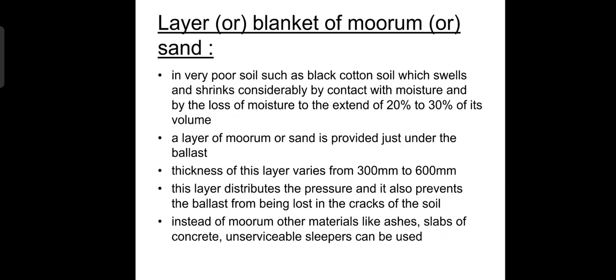Layer or blanket of muram or sand. In a very poor soil, such as black cotton soil, which swells or shrinks considerably with contact with moisture and loss of moisture to the extent of 20% to 30% of its volume, a layer of muram or sand is provided just under the ballast. Thickness of this layer varies from 300 mm to 600 mm. This layer distributes the pressure and it also prevents the ballast from being lost in cracks of the soil. Instead of muram, other materials like ashes, slabs of concrete, unserviceable sleepers can be used.